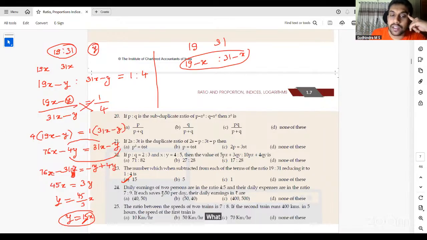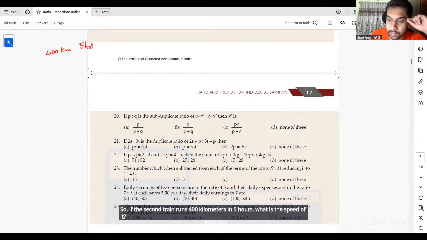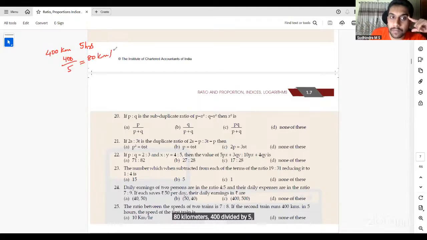What are they telling us? The ratio between speeds of two trains is 7:8. If the second train runs 400 kilometers in 5 hours, find the speed of the first train. So, if the second train runs 400 kilometers in 5 hours, what is the speed of it? 80 kilometers per hour. 400 divided by 5, 80 kilometers per hour.